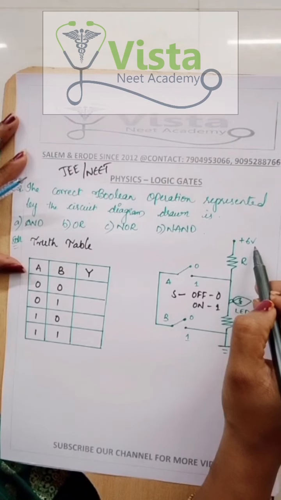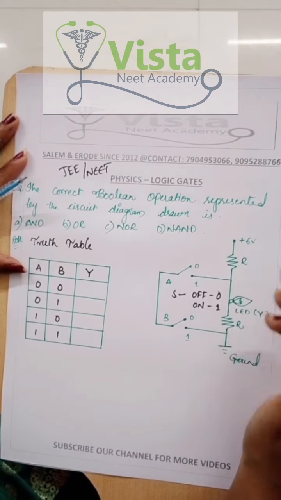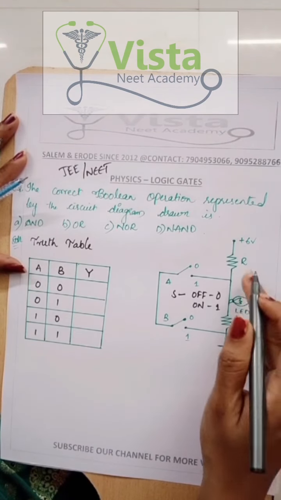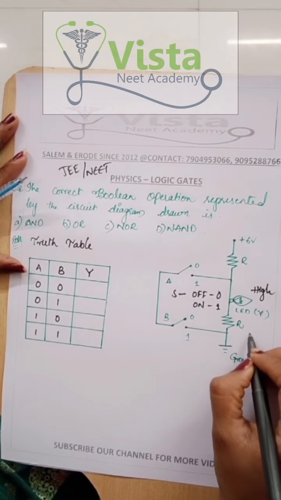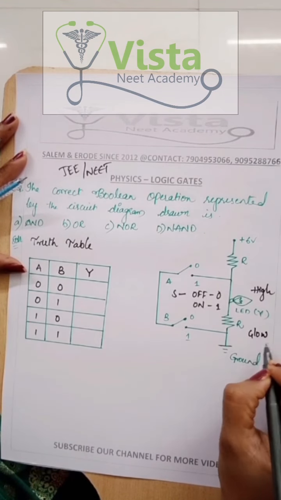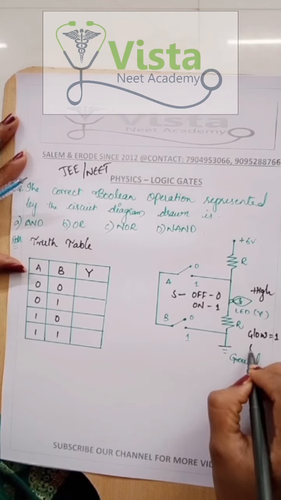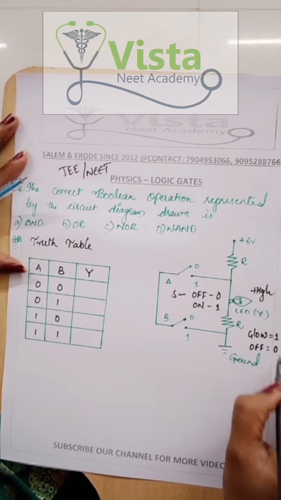Here a 6 volts voltage source is connected to the resistors and the LED is connected in between the resistors, which is highly resistive. Now we need to check out whether the bulb is glown. If it is glown, the value is equal to 1. If it is in the off position, then the value is equal to 0.